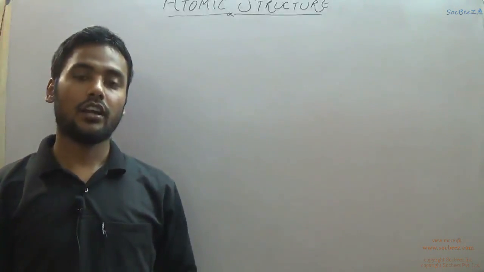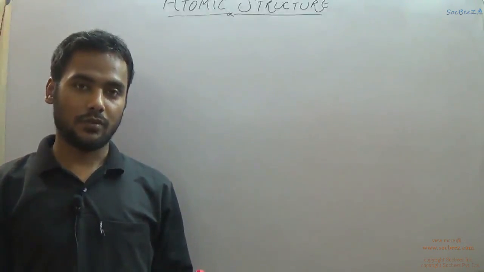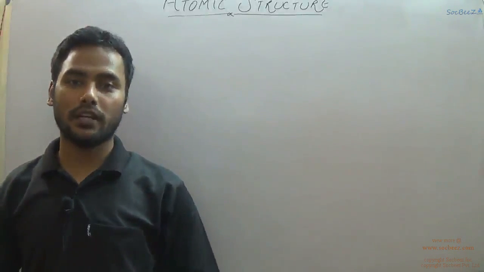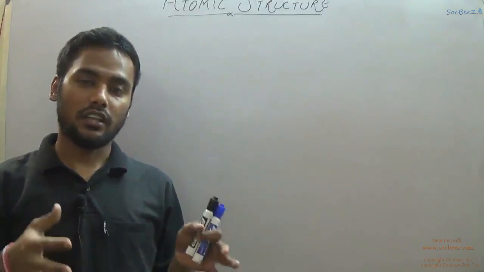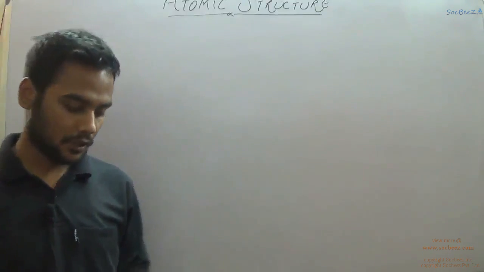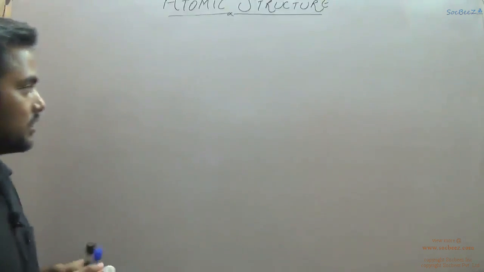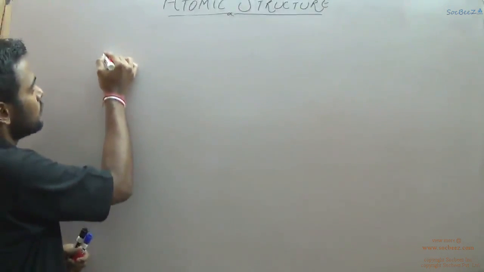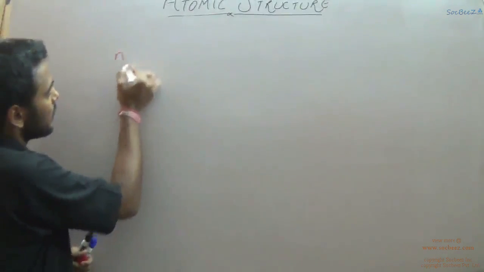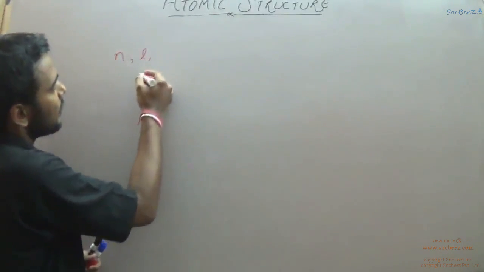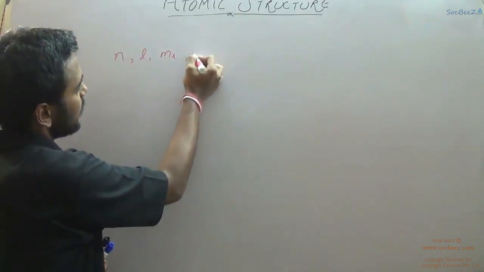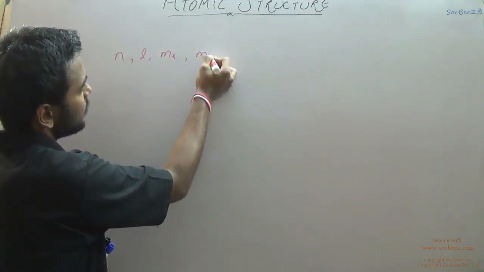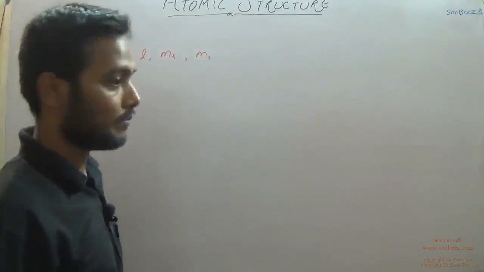Hi friends, in our last video we discussed the orbitals, the shapes of orbitals and the characteristics that define the electronic structure of any atom. We discussed that the orbitals are characterized by three quantum numbers. First is the principal quantum number, second is the azimuthal quantum number, and third is the magnetic quantum number. Well, the fourth one is also there, that is the spin quantum number. Sometimes we denote it by S or sometimes by MS.